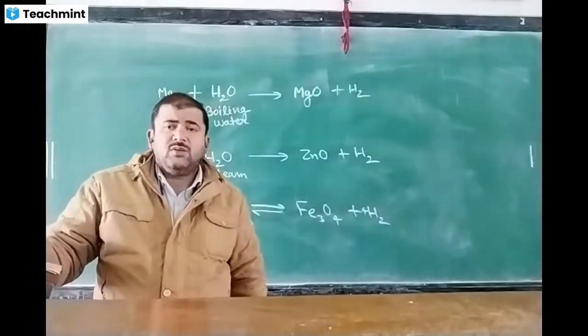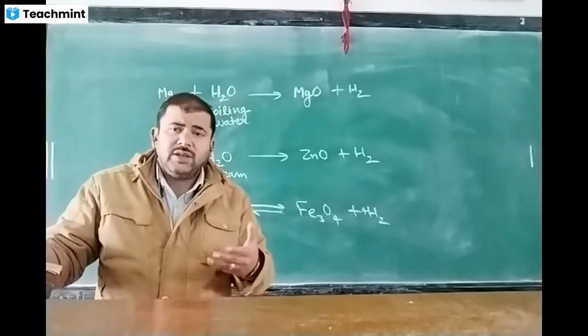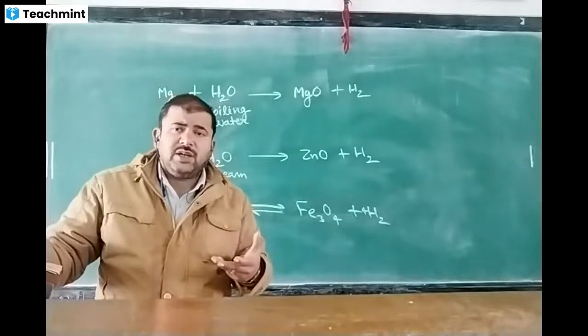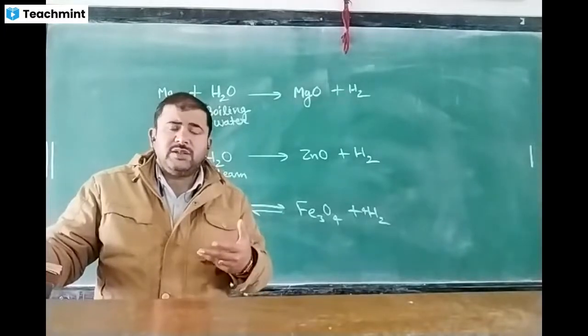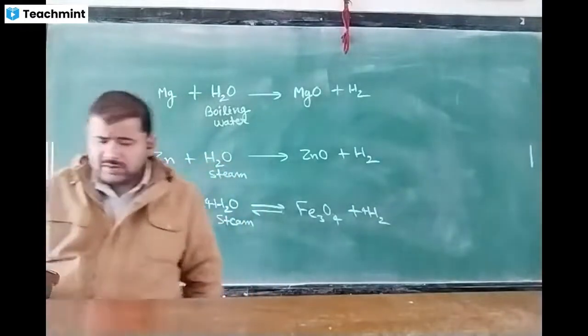For example, when magnesium reacts with dilute HCl, we get magnesium chloride plus hydrogen gas. And when magnesium reacts with dilute H2SO4, we get magnesium sulfate plus hydrogen gas. So we can see these reactions.